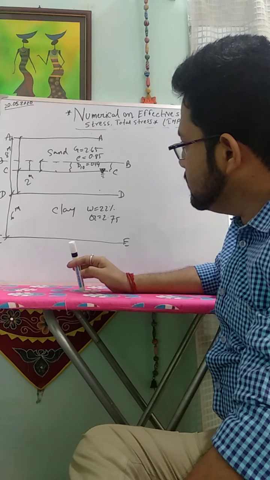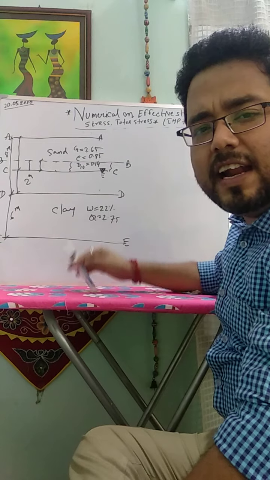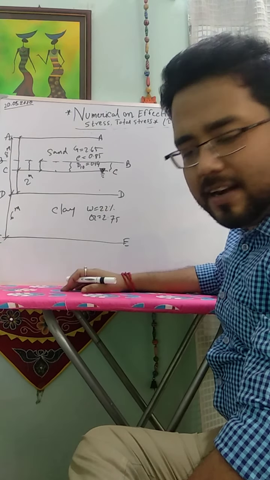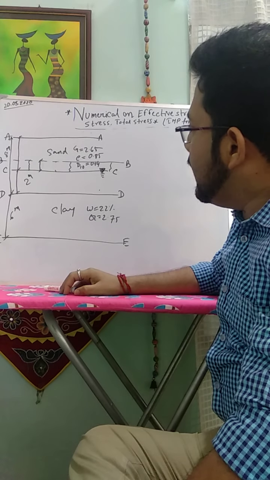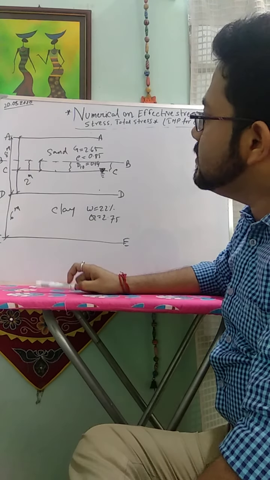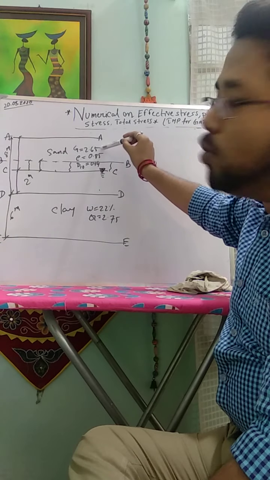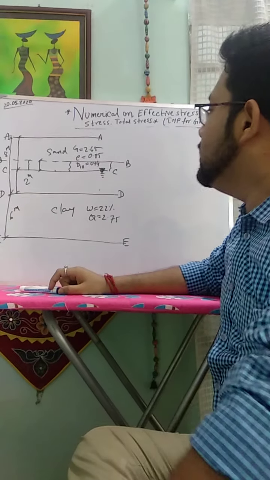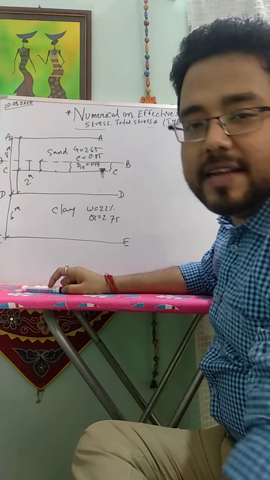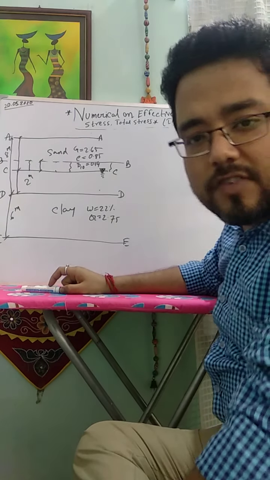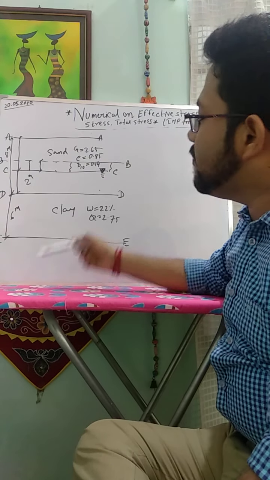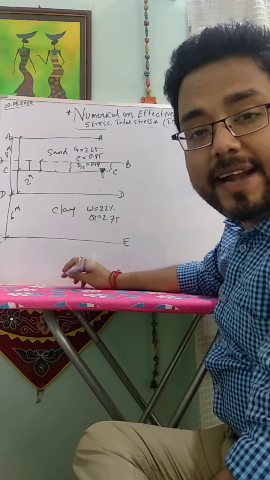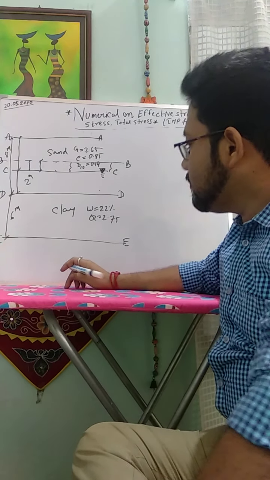Now there are different layers, sand and clay, meaning their properties will be different. In our sand layer there is G 2.65, void ratio e 0.85, and the effective diameter D10 equals 0.14. Similarly, for the clay layer, the water content is 22% and the specific gravity is 2.65.